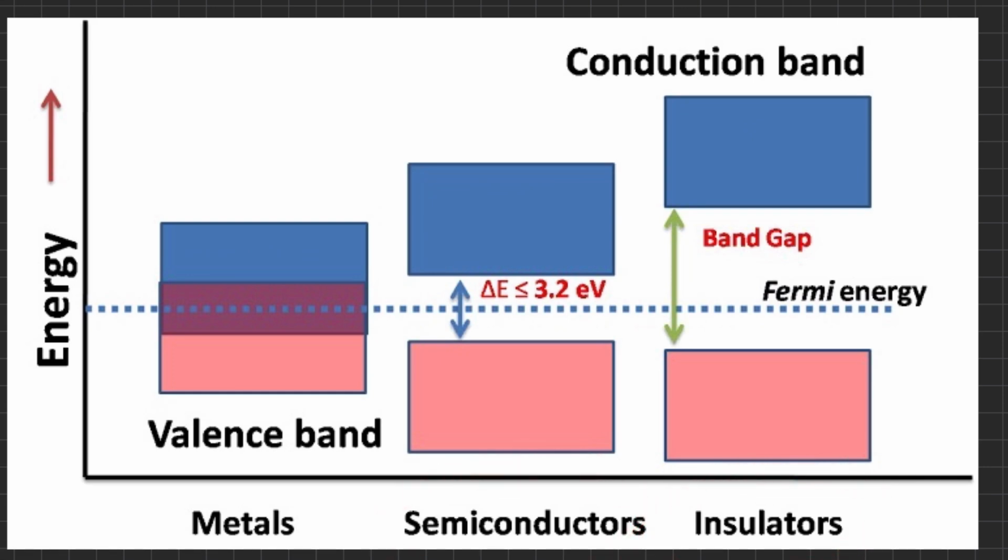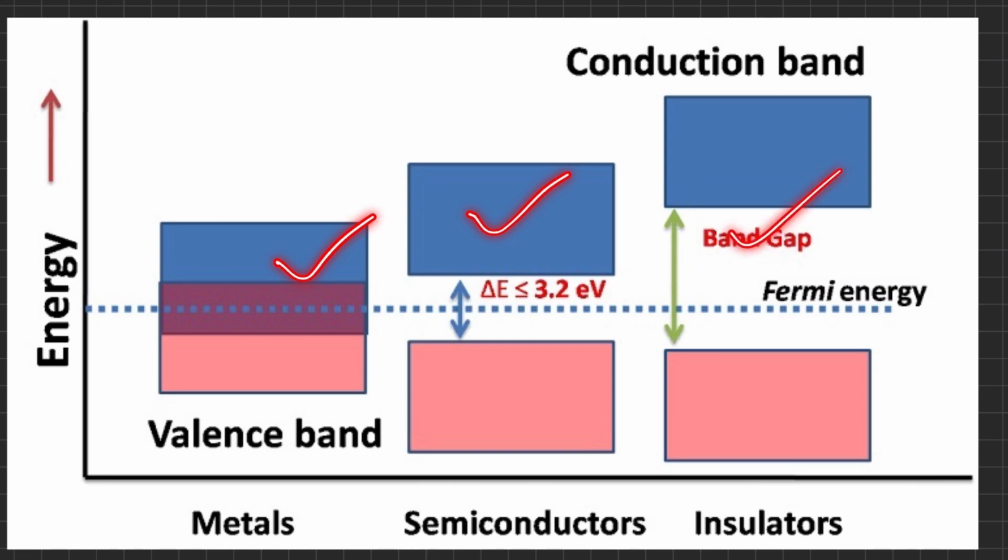Semiconductors are in between the metals and insulators, whereas metals, because they have free movement of electrons in the empty conduction bands, can conduct electricity. The Fermi level means the level below which all the energy levels are filled.